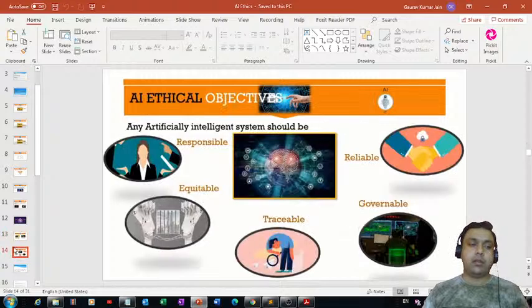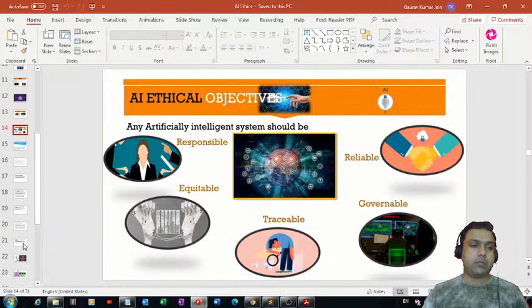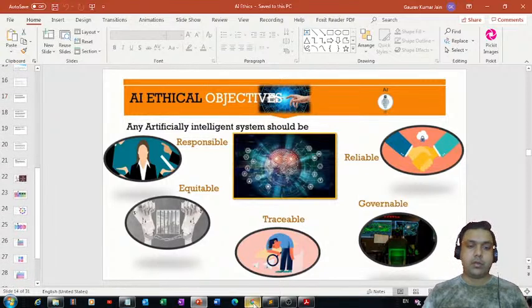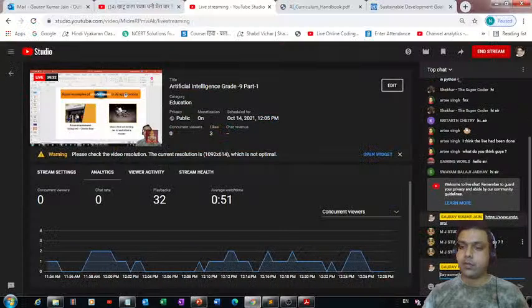Fine. Then AI ethical objectives. So these are the various AI ethical objectives. This is what I wanted to discuss with you guys. Right. Let's come back. Any queries?